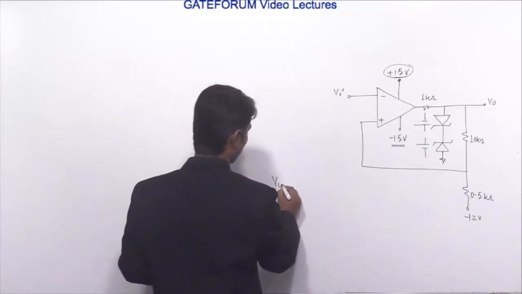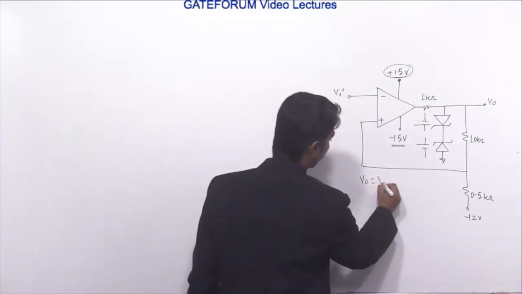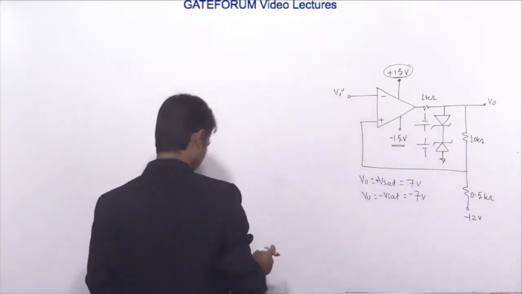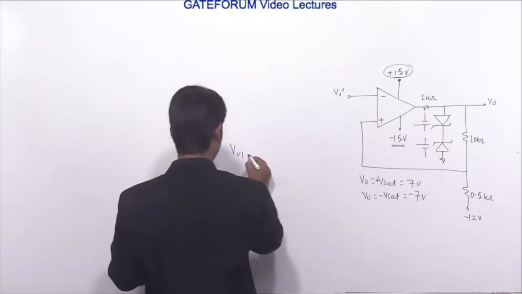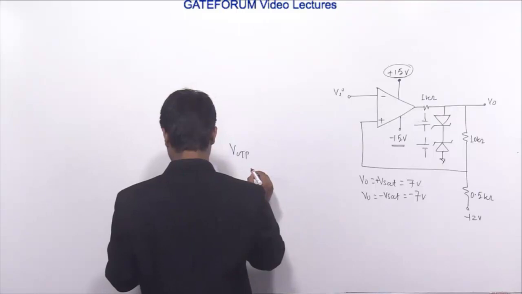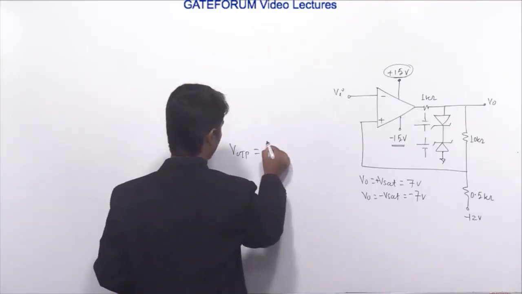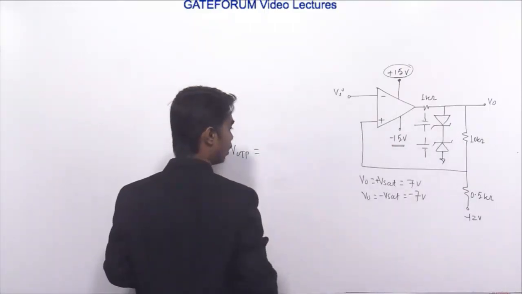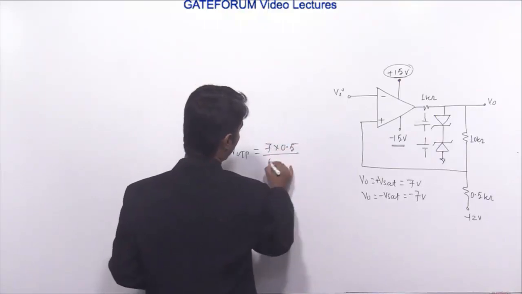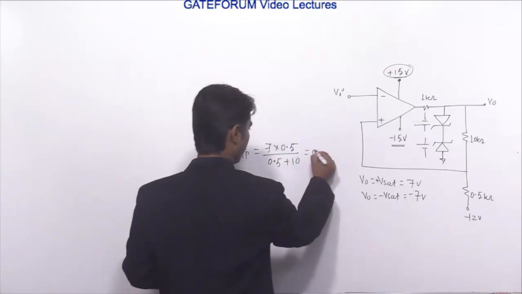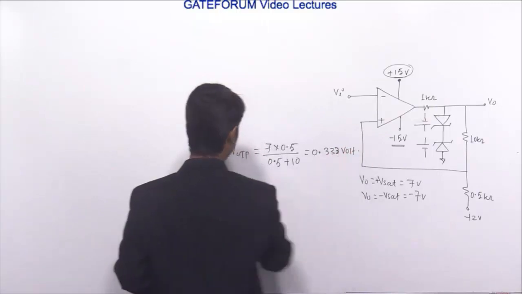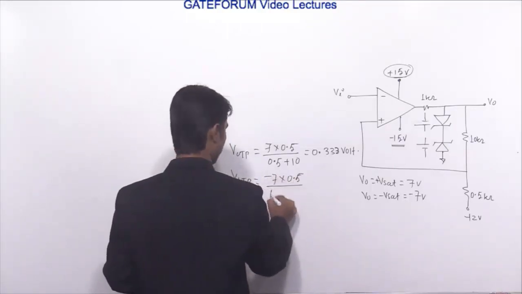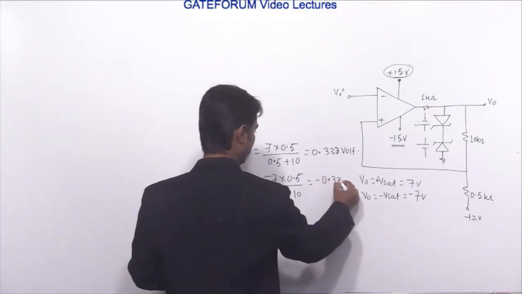Then we know that the VUT, in this case, VO equals positive VSAT. Positive VSAT means 7 volt, and VO equals minus VSAT will be minus 7 volt due to this Zener diode. Then we know that VUTP, the upper threshold point, is positive VSAT into these resistors, so it will be 7 into 0.5 divided by 0.5 plus 10, which is 0.333 volt. And VLTP, the lower threshold point, will be minus 7 into 0.5 divided by 0.5 plus 10. Therefore, it will be minus 0.333 volt.